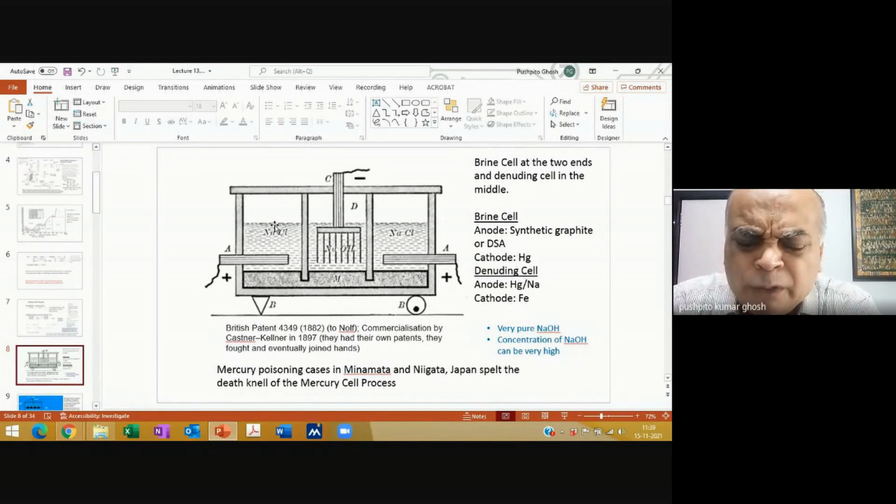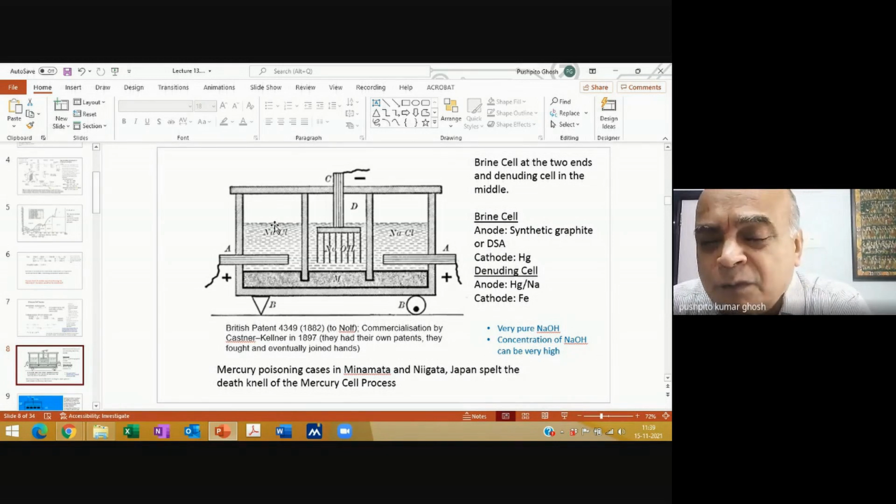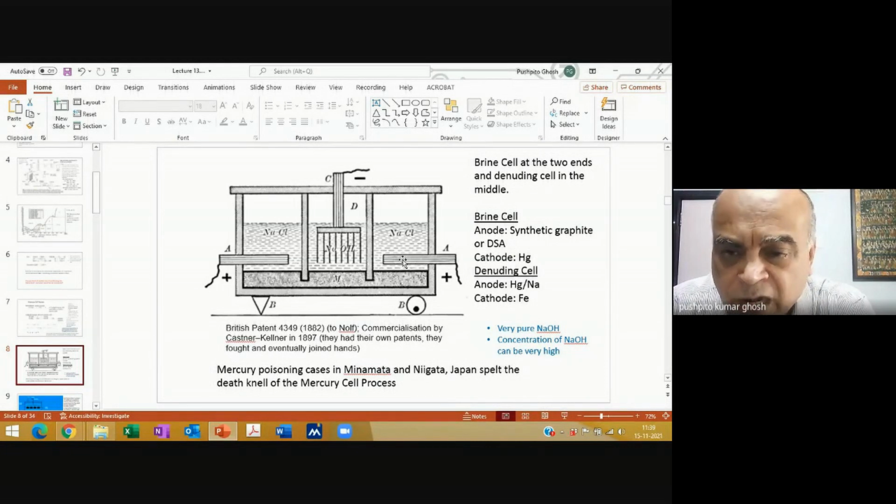And so, although they had solved every other problem, it is one of the most beautiful technologies that you can imagine. But because in the denuding process, some amount of mercury was getting dissolved and creating this Minamata disease, and it was a sludge which was very difficult to deal with. So they had to slowly, over a period of time, gradually the mercury cell process slowly began to die. But nobody wanted to go back to the diaphragm process, and so another process was invented.